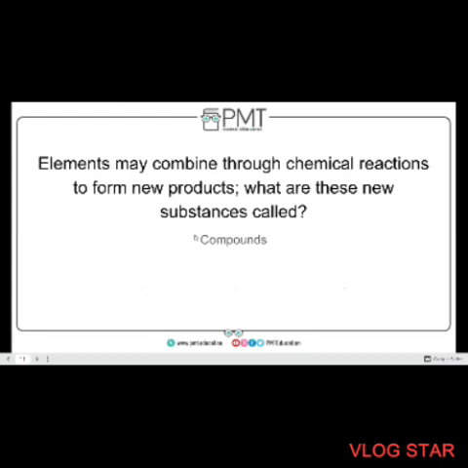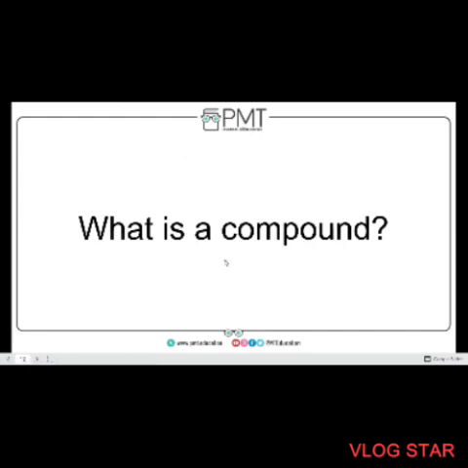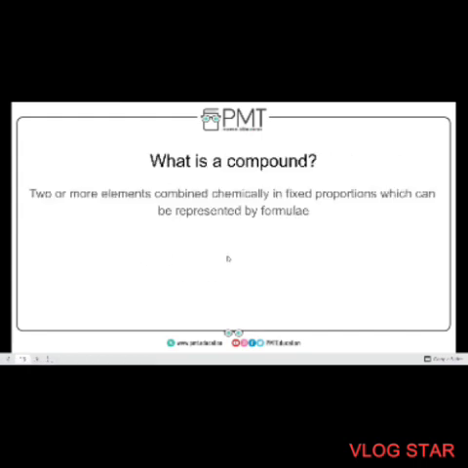A compound is formed when two or more elements react chemically. In the formation of a compound, new substances are formed, and the characteristics of these new substances are different from the individual elements involved. So let's take note of that. Compounds are two or more elements chemically combined in a fixed proportion, which can be represented by a formula. An example of a compound is hydrochloric acid: when hydrogen reacts with chlorine, they form hydrochloric acid.